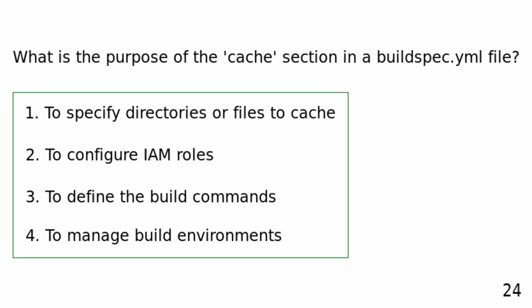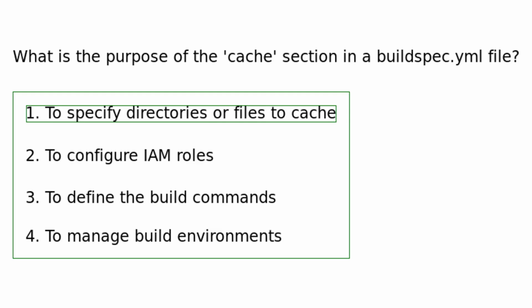What is the purpose of the cache section in a buildspec.yml file? To specify directories or files to cache. To configure IAM roles. To define the build commands. To manage build environments. The cache section in a buildspec.yml file specifies directories or files to cache, reducing build times.